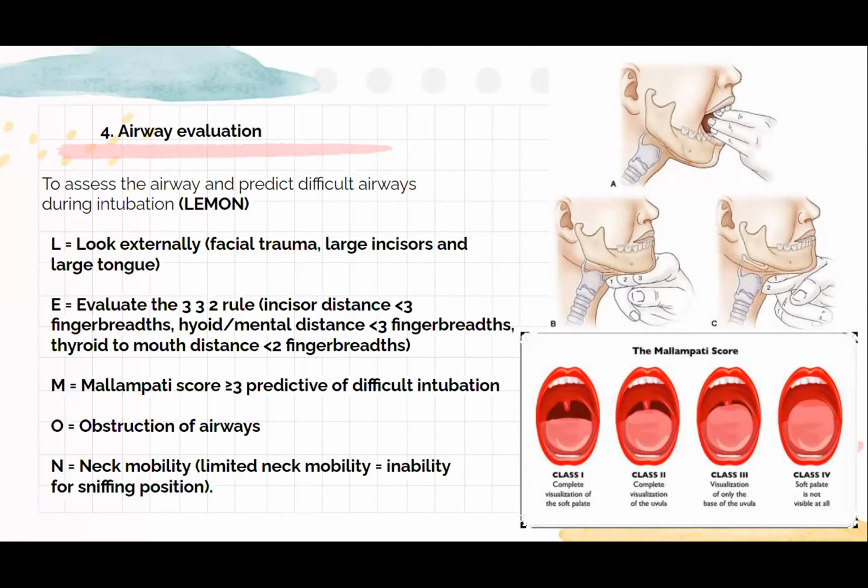The first one is LEMON. This is to assess the airway and predict difficulty during intubation. You can read it after this. And then the other one is SOMI. This is quite simple because it is used throughout the procedure.